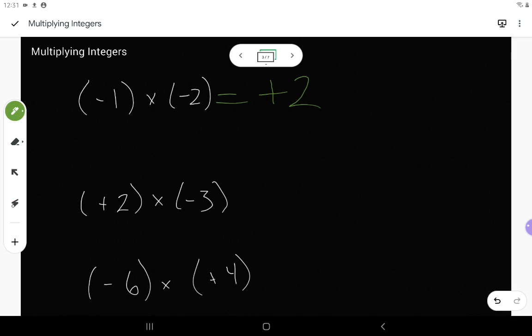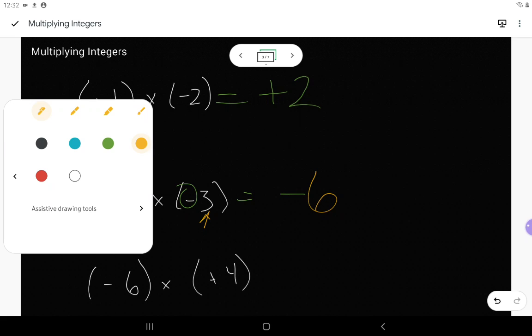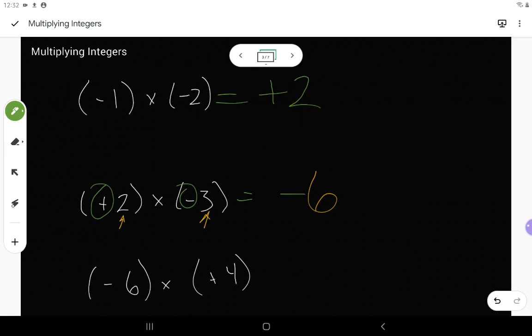Okay, next one. Positive times negative, different signs, so I get a negative answer because the signs are different. Then I look at just the numbers. 2 times 3 gives me 6, so my answer is -6. Next one, -6 times +4, so negative times positive, different signs, negative answer. Looking at just the numbers, 6 times 4, that's 24. So my answer is -24. So it's very fast and simple to multiply integers together. Same signs, positive answer. Different signs, negative answer.